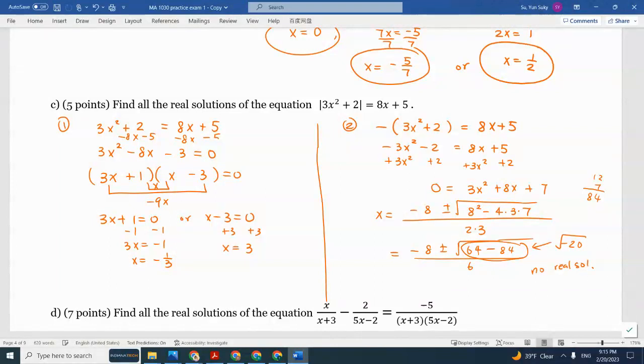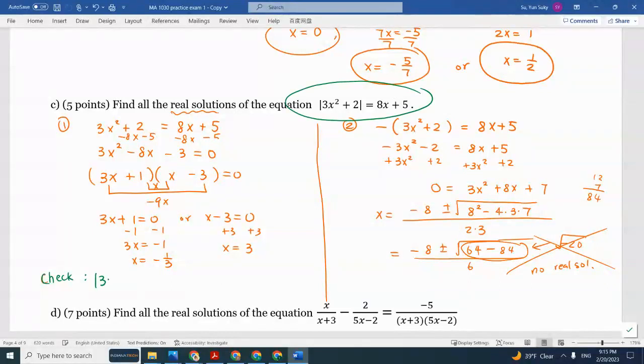We get a complex solution, but the problem asks to find real solutions. Therefore, now when we check our work, we only check these two answers. Let's check negative 1/3. Plug it into the original equation.